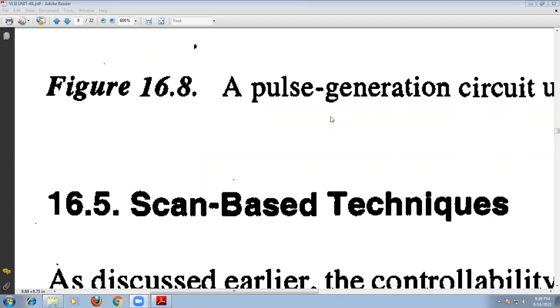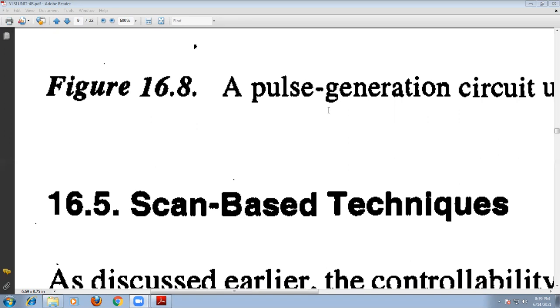The scan design technique is basically a structured approach to design a sequential circuit for testing. Here the storage cells in the registers are used as observation points and control points, or sometimes as both: an observation as well as a control point.